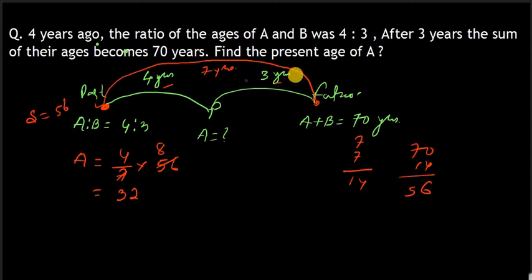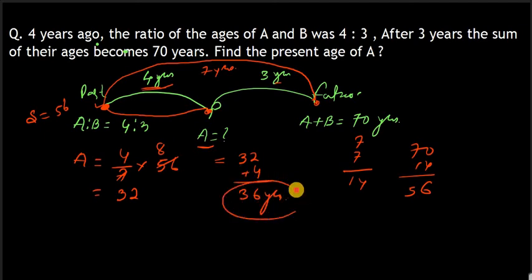So the question is, find the present age of A. So here the point is the present, after 4 years. So A is 32 plus 4 years. Hold on, so at present, 36 is the present age of A.